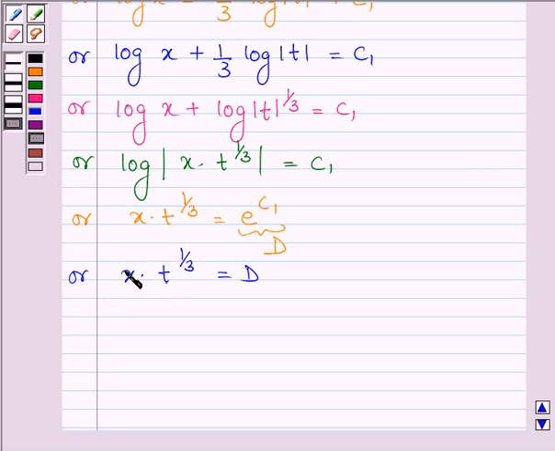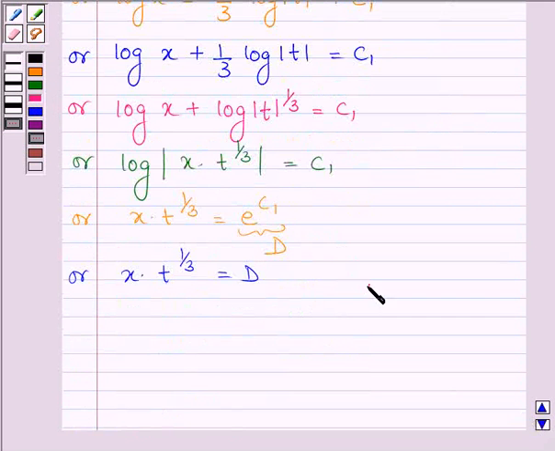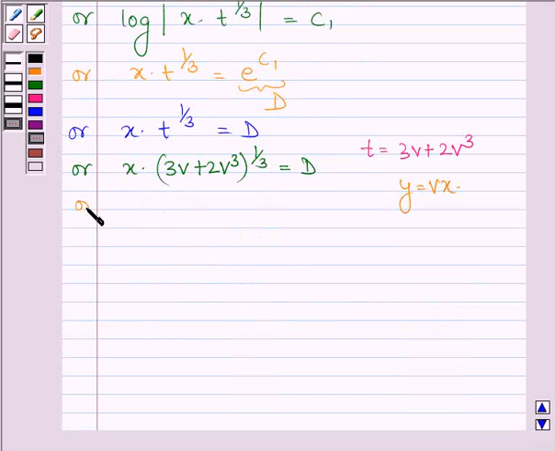Now let us write t in terms of x. Now we had assumed that t is 3v plus 2v cube. So we have x into (3v plus 2v cube) raised to the power 1 by 3 is equal to d. Now we have y is equal to vx. So v is equal to y divided by x. So here it can further be written as x into (3 into y by x plus 2 times y cube divided by x cube) raised to the power 1 by 3 is equal to d.